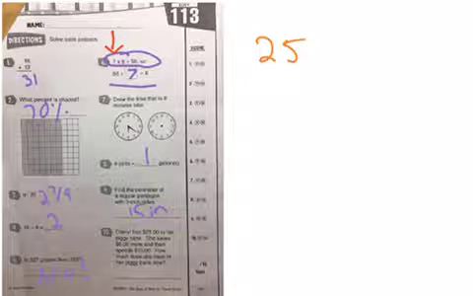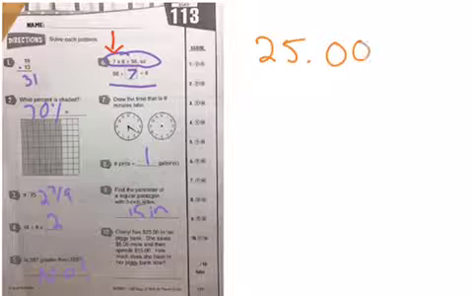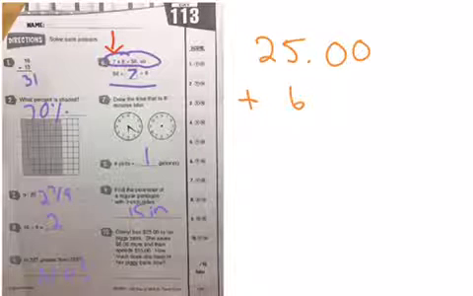Finally, for our last problem here, it says Cheryl has $25 in her piggy bank. She saves $6 more and then spends $15. How much does she have in her piggy bank now? Well, let's start with the 25. Good job, Cheryl. She saved 6 more. So she's saving 6 more. We're adding 6 more.